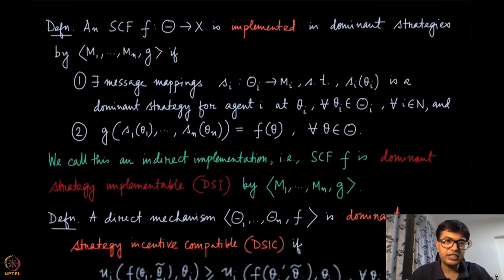Now that we have defined this weak dominance, it is the right time to say how we are going to implement a social choice function.